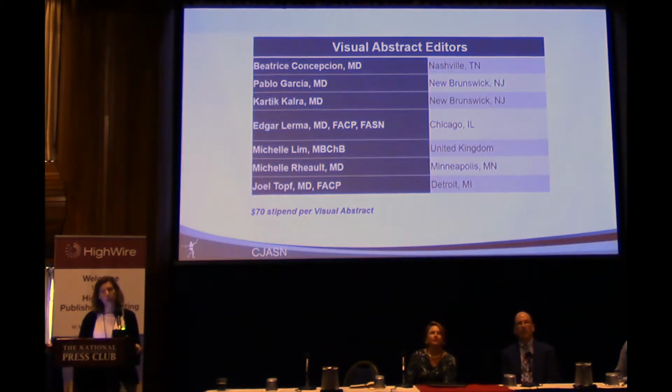Each one of them gets paid $70. So that's $70 per visual abstract. So I assign it to one of the 6 or 7 through the system, and they're the ones that can get reimbursed for that visual abstract, but after they develop it, it goes to the team for review. So it doesn't matter if you spend 1 hour or 10 hours on it, you're getting $70 for the visual abstract.